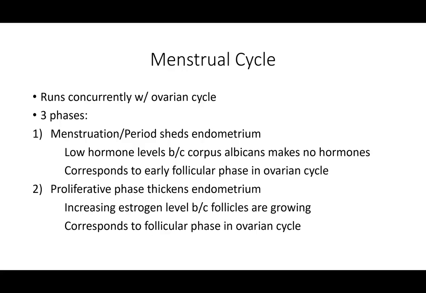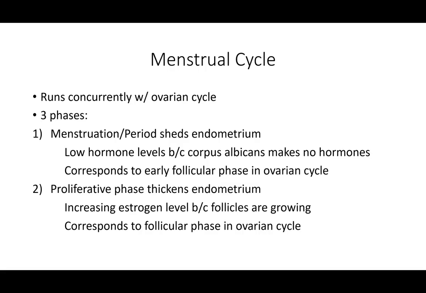Right. So we've talked about the ovarian cycle already. Now we're going to talk about the menstrual or uterine cycle. Those are synonymous names. The menstrual or uterine cycle is going to run concurrently with the ovarian cycle, so both of these are happening simultaneously.